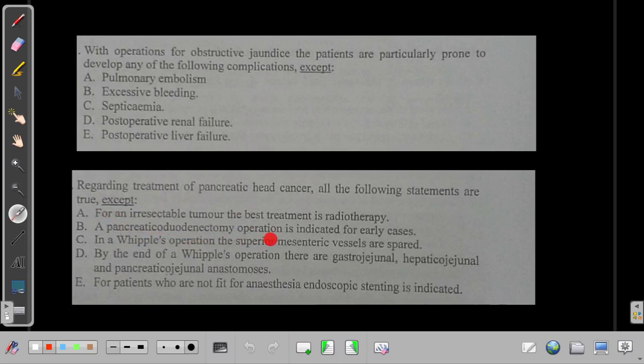Pancreaticoduodenectomy operation is indicated for early cases. That's true. In a Whipple operation, the superior mesenteric vessels are spared. That's true. By the end of Whipple, there are gastrojejunal, hepaticojejunal, and pancreaticojejunal anastomoses. That's true. For patients who are not fit for anesthesia, endoscopic stenting is indicated. That's true.